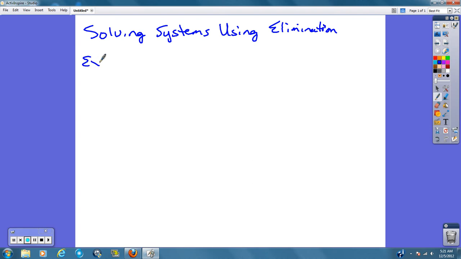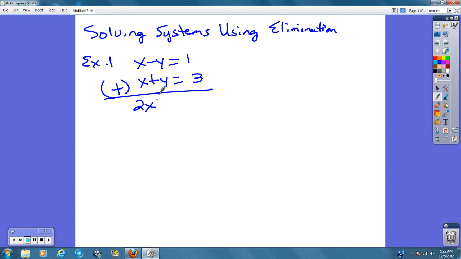And so for example 1, and again these are all solved, we're still writing as ordered pair. So if we have x minus y equals 1, and then we have x plus y equals 3, we're basically going to add the two equations. So x plus x is 2x, the y's fall out, and we get 4. Divide by 2, so x equals 2. Now you take this, plug it back into one of them, and you're done.